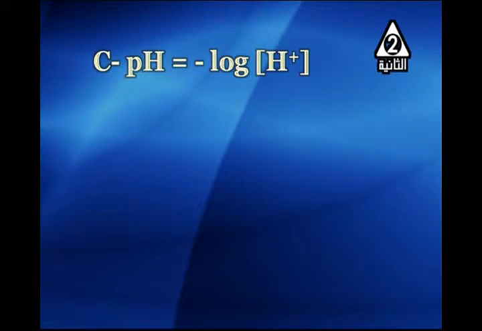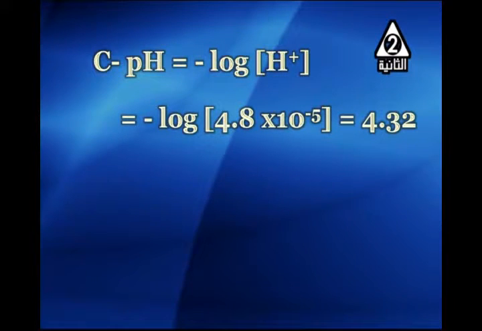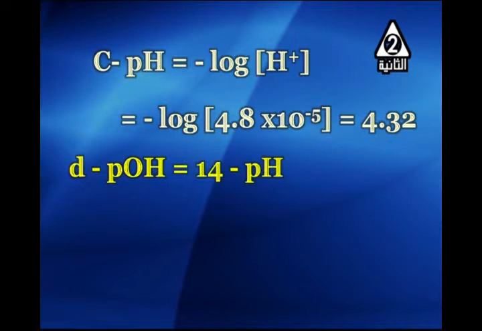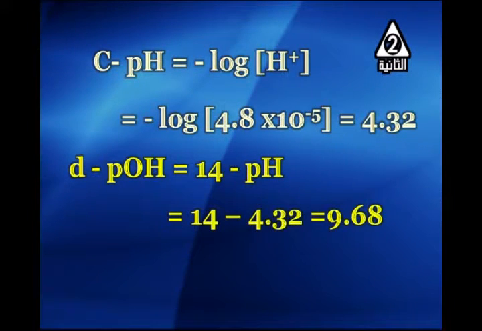So pH in this problem equals negative log of the concentration of hydrogen ion. So negative log 4.8 times 10 to the power negative 5 equals 4.32. Then pOH of the solution equals 14 minus pH. So 14 minus 4.32 equals 9.68.